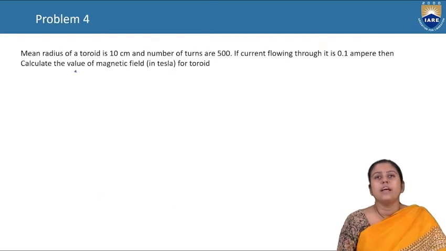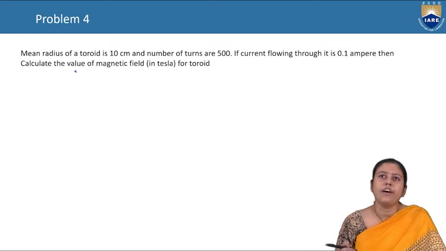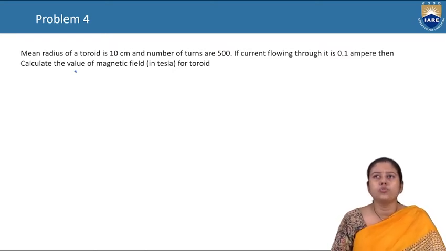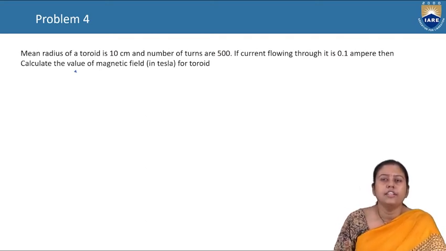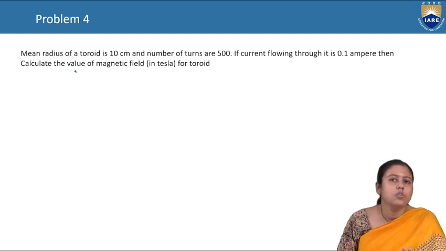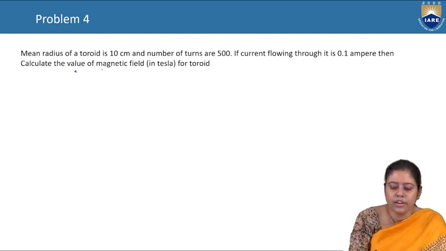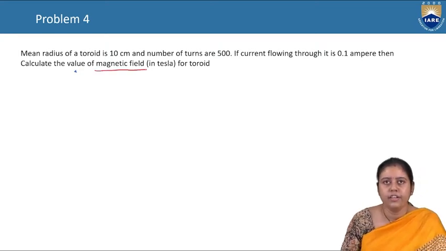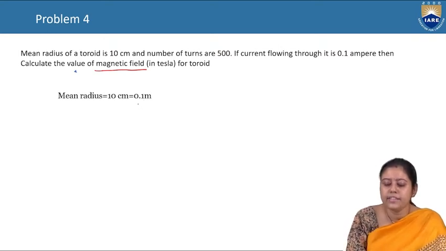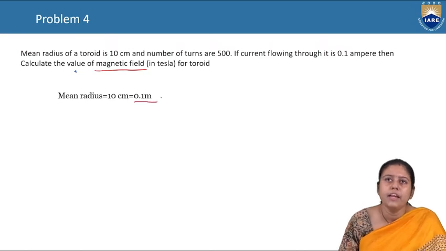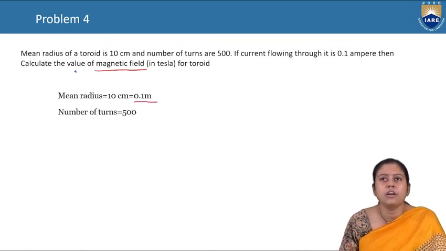Next, problem 4. The mean radius of a toroid is given as 10 centimeter and the number of turns are given 500. If current flowing through it is 0.1 amps, then calculate the magnetic field in Tesla for toroid. No need to calculate the inductance, we only have to calculate the magnetic field. So what is the mean radius given? Mean radius is given as 10 centimeter. What is the meaning of 10 centimeter? 0.1 meter. What is the number of turns? Number of turns given is 500.